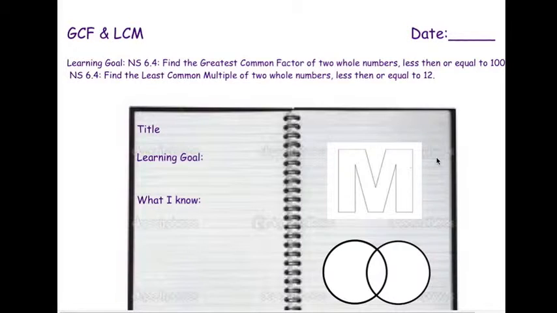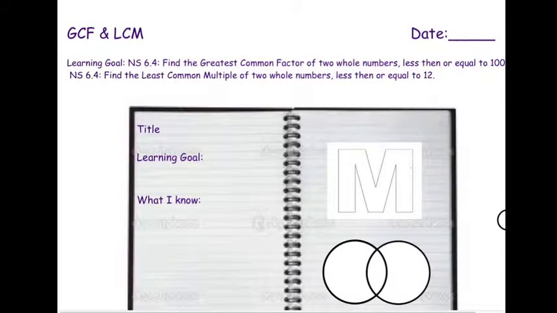Today's lesson is about greatest common factor and least common multiple, also known as the GCF and the LCM. Your goal is going to be to find the greatest common factor of two whole numbers less than or equal to 100 and to find the least common multiple of two whole numbers less than or equal to 12.